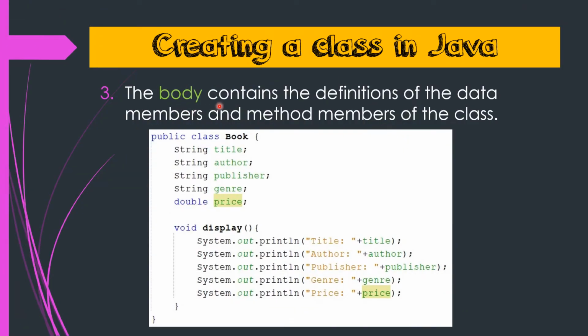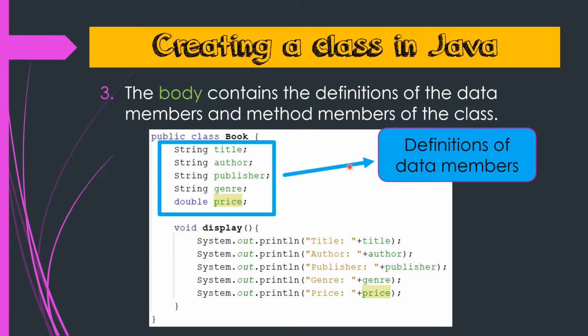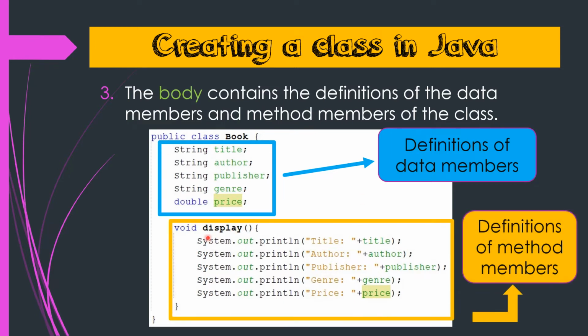The body contains the definitions of the data members and method members of the class. Basically, the body of the class in Java contains the definitions of data members. These are the data members and the body will contain the definitions of them, and this is the method member, and here is the definition of method members.